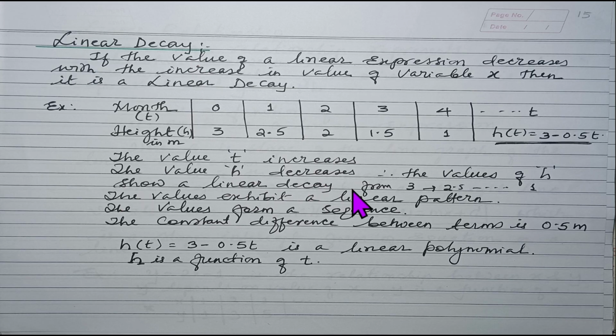Now if you see here the values of h, it goes from 3 to 2.5 and reaches 1. That means there is a continuous decrease. The values exhibit a linear pattern, the values form a sequence, and the constant difference between the terms of the height is 0.5 meters, and therefore it forms a linear polynomial, and h is a function of the time.